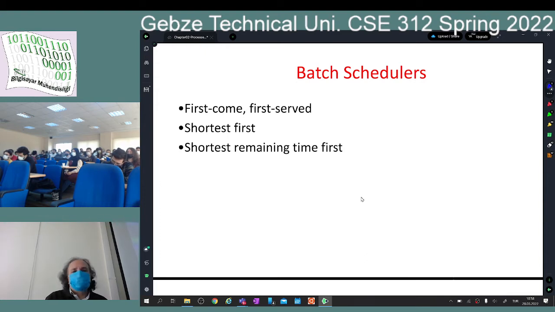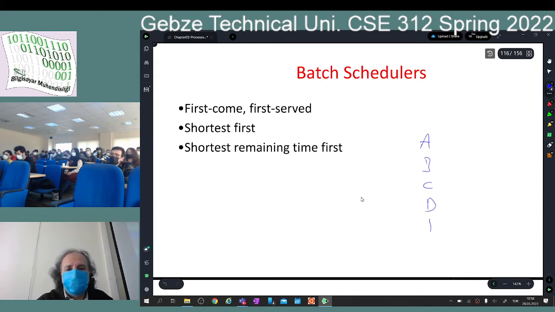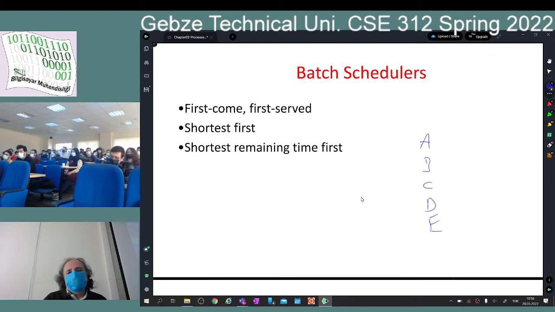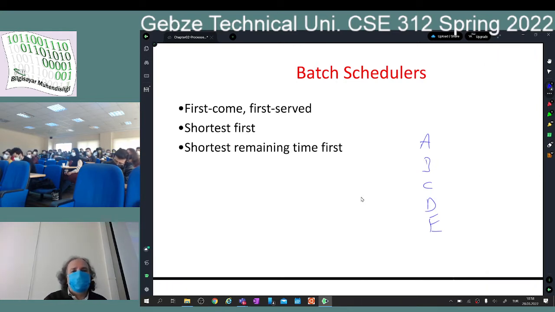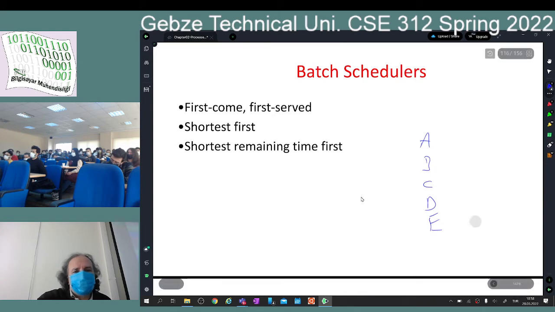The first come, first served is, as the name implies, if I have A, B, C, D, E, these are my processes, and they come to my batch system. And we say that I will start with A, then B, then C, then D, then E. That will be the order of the batch system. And this is as simple as possible. It will keep my CPU as busy as possible. But again, if I do that, my throughput time and turnaround time might suffer, and we will talk about that.